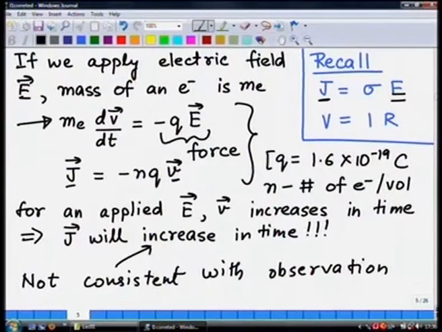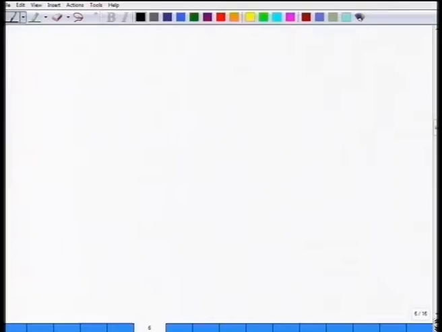This is not consistent with observation. So what is going wrong? Let us start looking at why this happened. What is wrong? I will suggest that we can reconcile with our problem if we introduce some kind of damping. Let me explain that a little further. Our problem was that if we applied a force on the electron, then we said this would become equal to mass of electron times dV/dt.